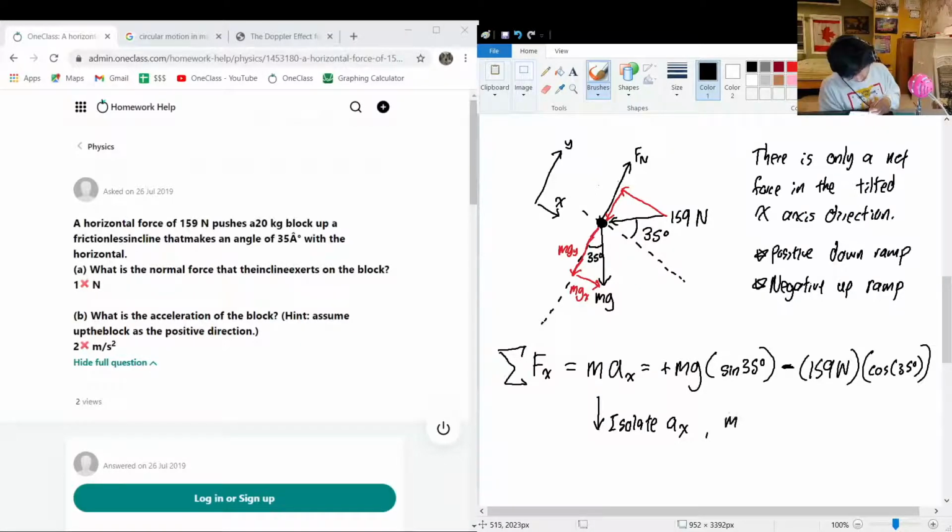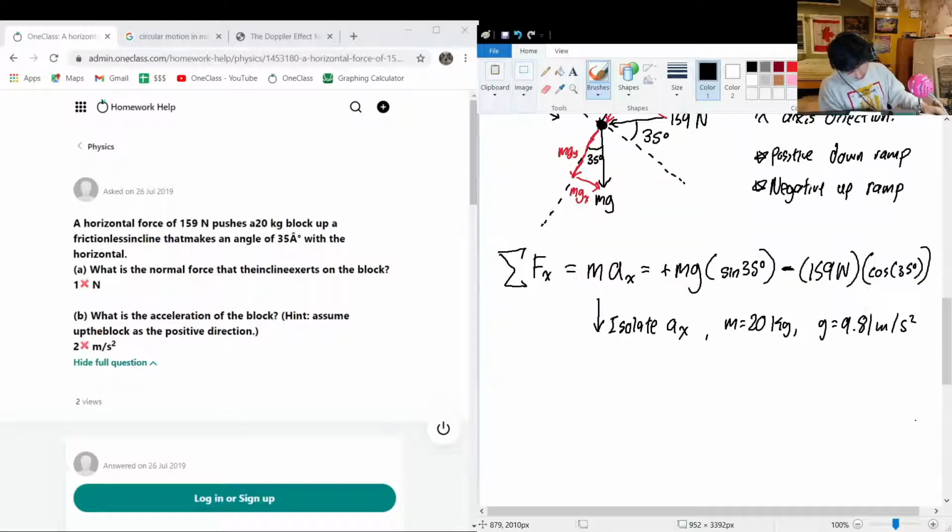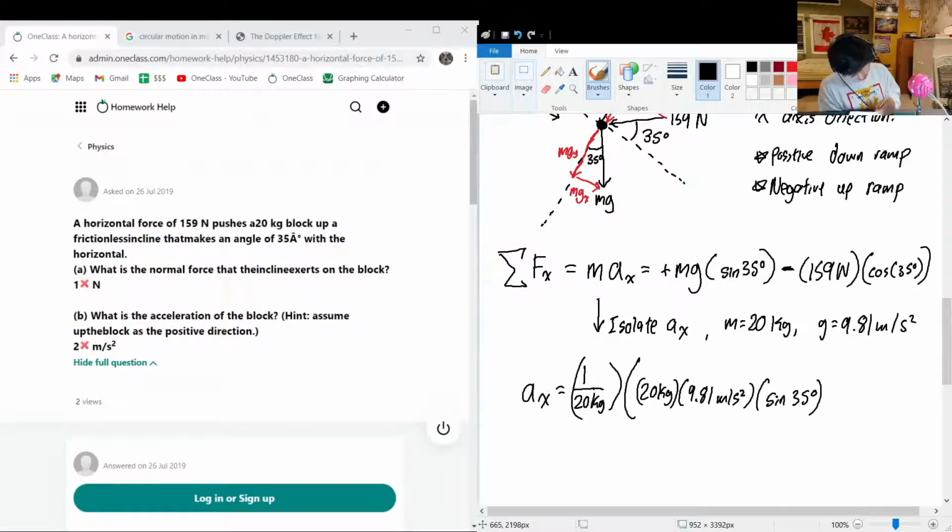AX, and M is equal to 20 kilograms. And G is still going to be 9.81 meters per second squared. And when we do this, we'll have AX equal to 1 over 20 kilogram. So that's 1 over M multiplied by 20 kilogram times 9.81 meters per second squared multiplied by sine 35. And this is minus 159 newtons. Multiply that by cos 35.